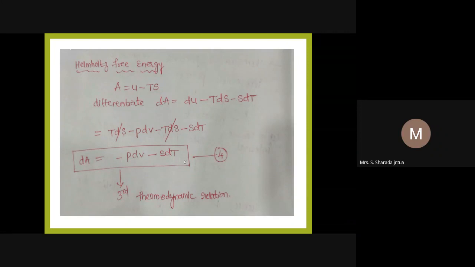Next, the enthalpy equation is known as the second thermodynamic relation, that is dH equal to TdS plus VdP. Next, let us go for the other energies. These are all different types of energy, that is Helmholtz free energy. If I take that energy here, A equal to U minus TS, where A represents Helmholtz energy.